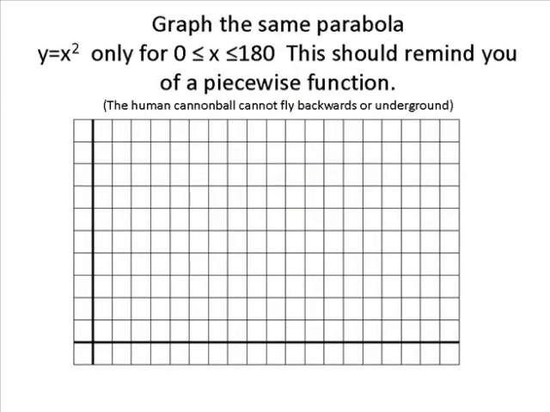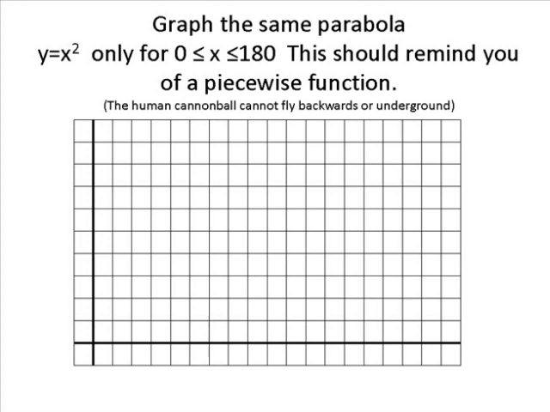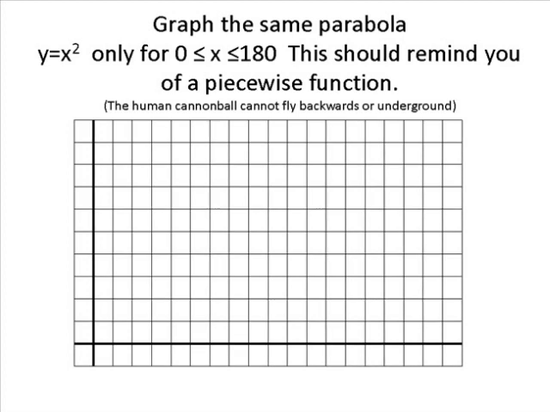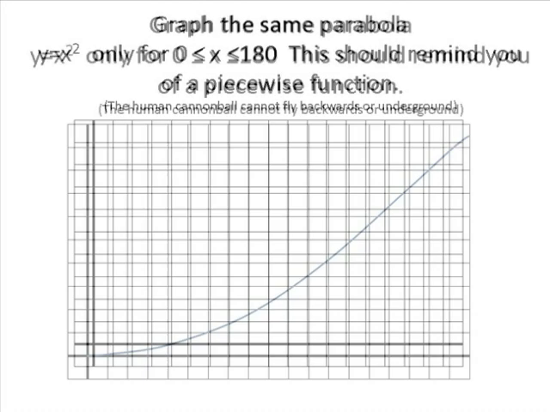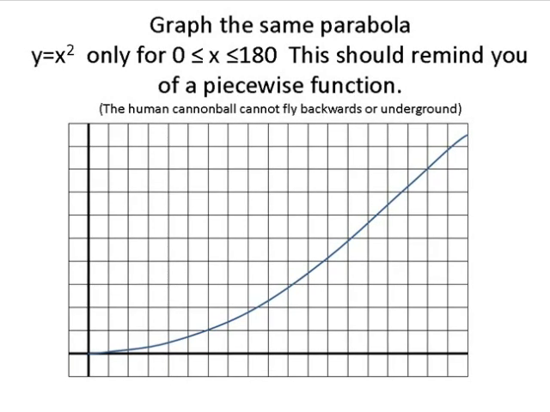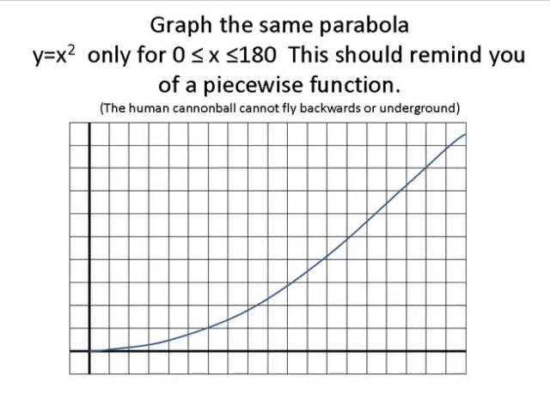Let's think of a piecewise function. Because let's face it, once the human cannonball leaves the cannon, he's leaving at 0, and he's going for a certain distance. And we're going to say 180 because in the flight that we looked at, he flew through the air 180 feet. So we're just going to take a piece of the parabola y equals x squared and just graph it for x equals 0 through x equals 180. And when we graph it, we get something that looks roughly like this. I apologize for my curve not being perfect, but it's very difficult to come up with a perfect parabola through the software that I was using.